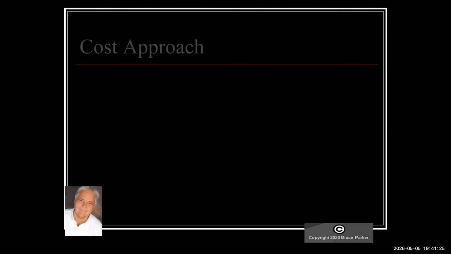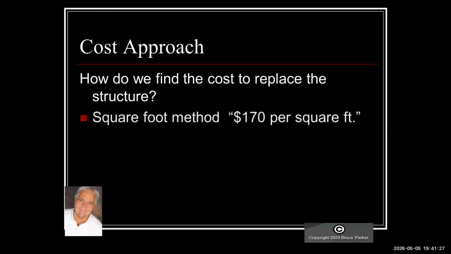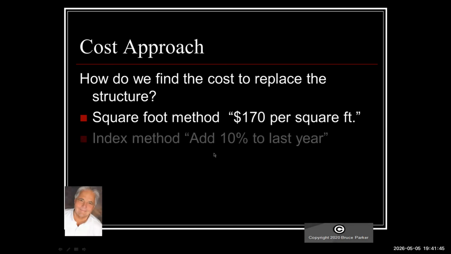Or we could use the square foot method. And by the way, this set of slides was made in 2000. It's a long time ago now. $170 a square foot. We're up to $300 a square foot now. So we've had quite a bit of inflation. But you could use the square foot method. How much per square foot? How many square feet you have? Next, you could use the index method. Last year, it cost me $300,000 to build that house. This year, it's going to be 10% more, so it'll cost $330,000.